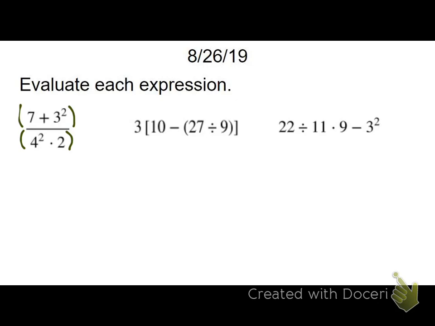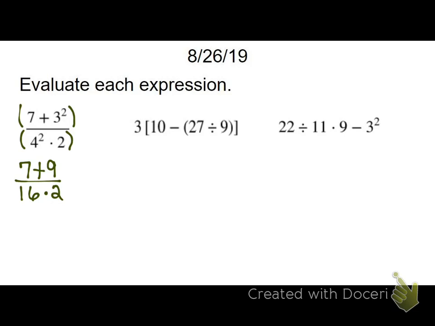So if I look at my top here, this is a grouping symbol, where do I start with the 7 plus 3 squared? Okay, what's that going to equal? Not 3 times 2, but 3 times 3, which is 9. So then I'm going to bring down my 7 plus 9. And then where would I start on my bottom? Which would equal 16. And then times 2.